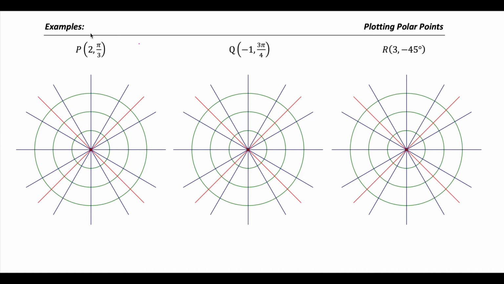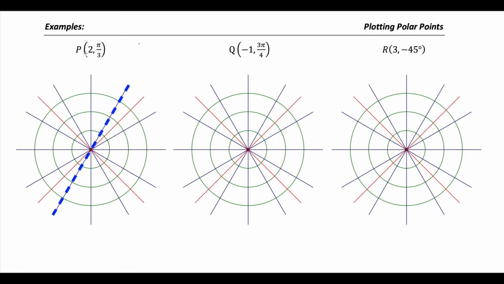So let's talk about how we actually plot points. If I have this point here, which is a radius of 2 and an angle of pi over 3, the first thing we do is we find where pi over 3 is. So that's going to be right here. And I'm going to draw a line and extend it to the other side. Okay, so it goes all the way through.